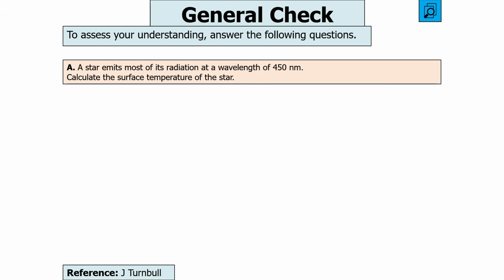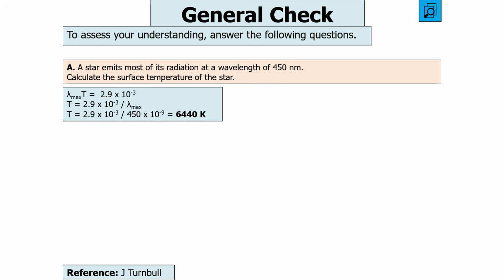A star emits most of its radiation at a wavelength of 450 nanometers. Calculate the surface temperature of the star. We know lambda max times T is 2.9 times 10 to the minus 3. We rearrange it to make T the subject and put in the numbers: 6,440 Kelvin.